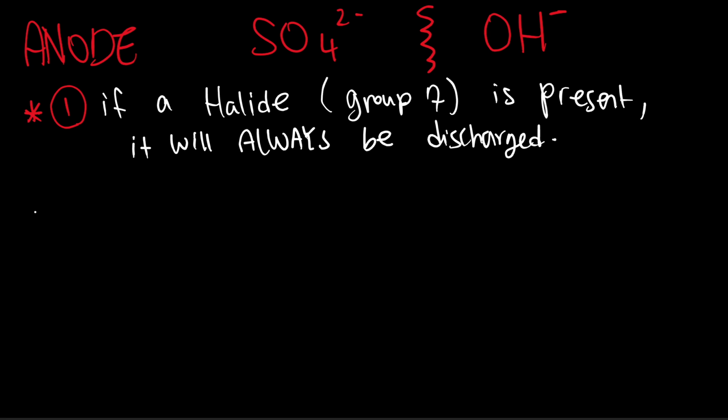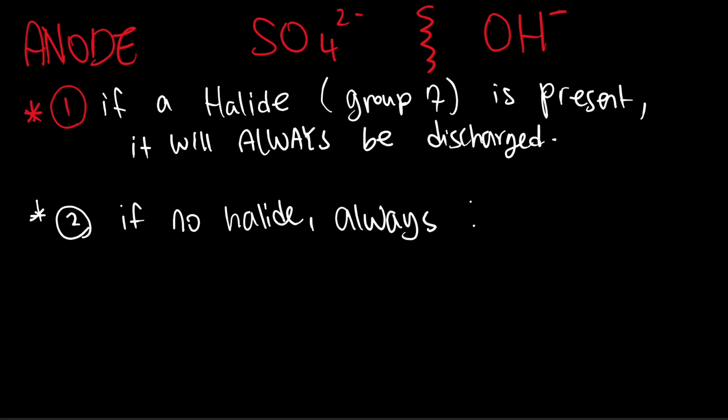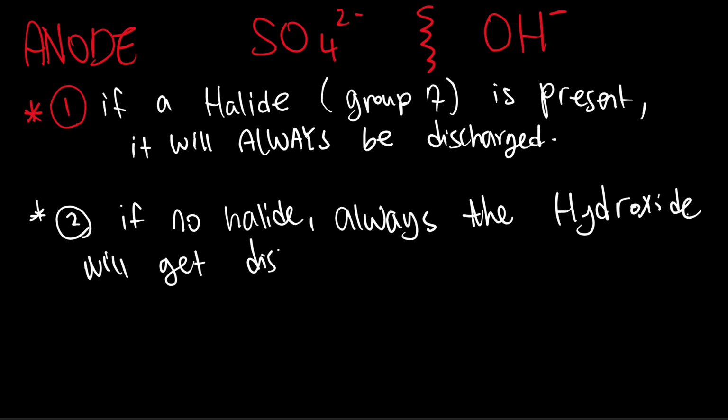And then we have number 2, second priority. If there is no halide, so halide is group 7 again, always the hydroxide will get discharged.